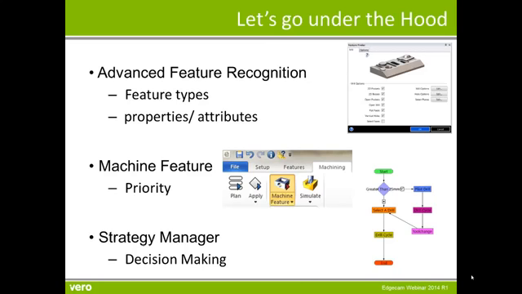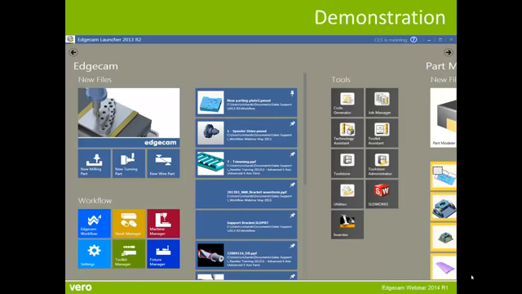We'll be looking at the machine feature option that's been introduced at 2014 R1. This allows us to graphically interact with the solid to machine the features in our desired order. And the technology behind this is Strategy Manager. So we're going to go back across into workflow and have a look at the next demonstration.